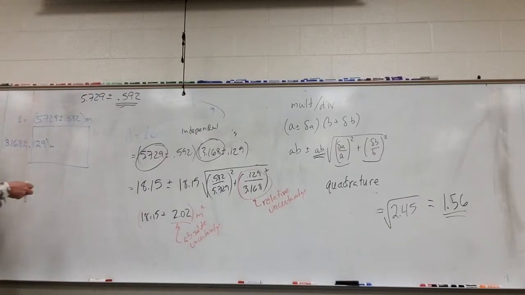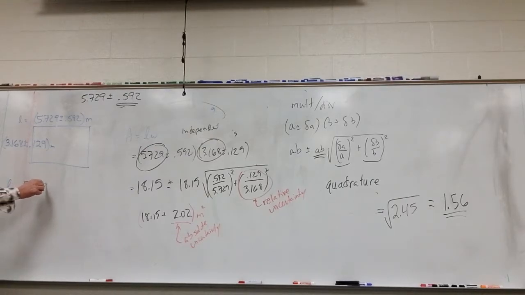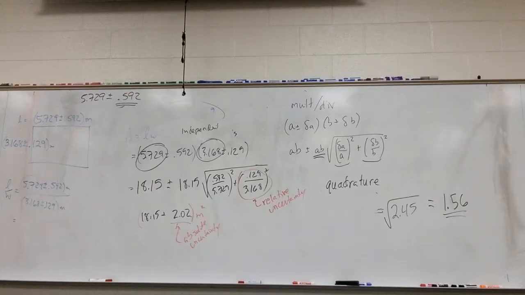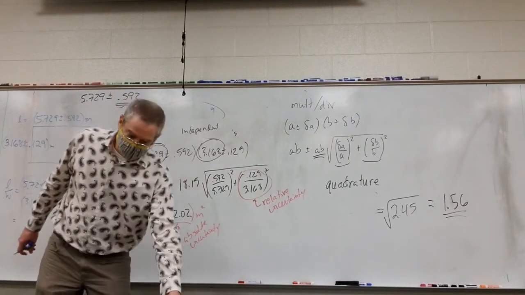All right, so if I wanted to divide them, length divided by width, then 5.729 plus or minus 0.592 meters divided by 3.168 plus or minus 0.129 meters. We have our main number right here, just the two averages, the division, the easy part, the part that they teach you in math class.